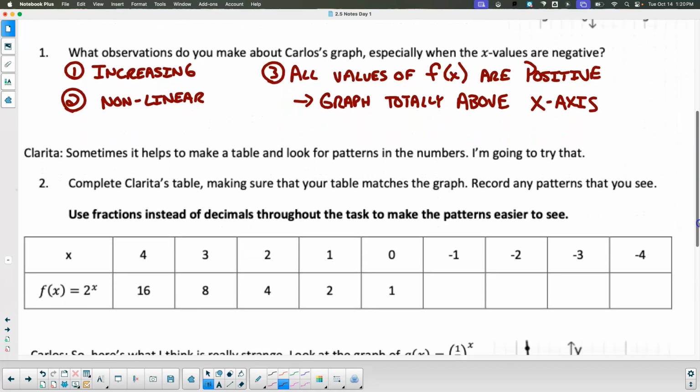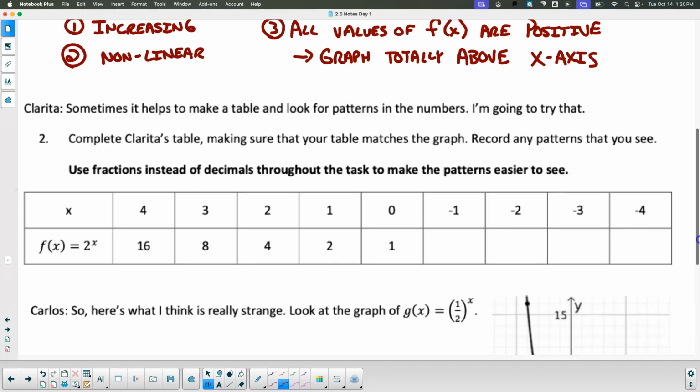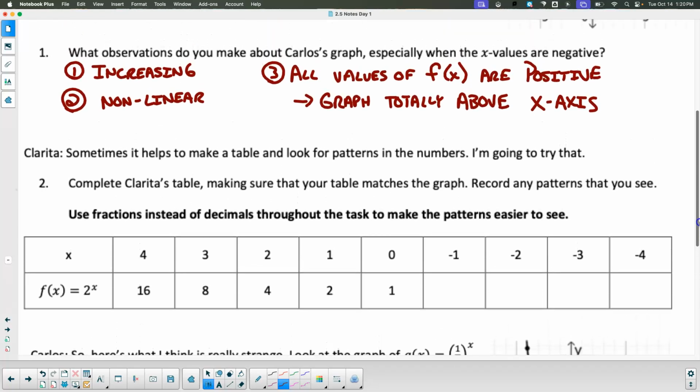Clarita: Sometimes it helps to make a table to look for patterns in the numbers. I'm going to try that. Complete Clarita's table, making sure your table matches the graph. Okay? So what are we doing? Let's work left to right here. What are we doing to get the next term to the right? We're multiplying by a half or dividing by 2. Okay? So we're multiplying by a half, or dividing by 2, to work our way that way.